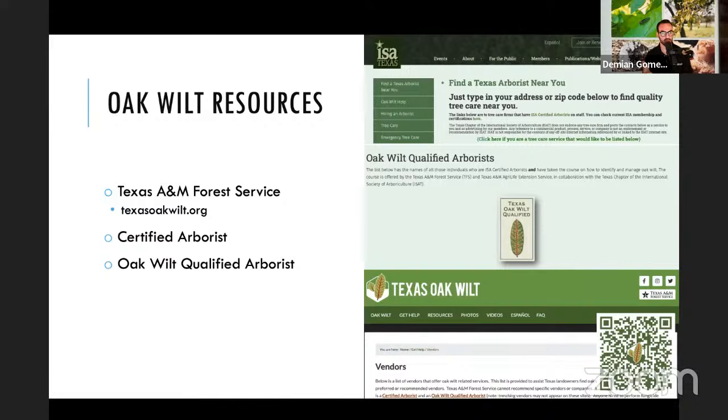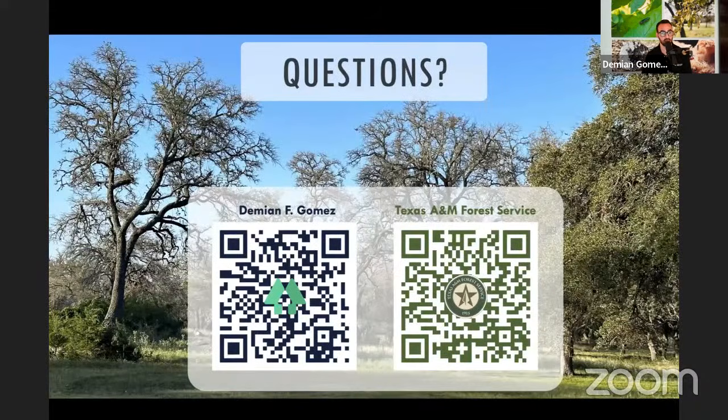So please check on this website. The ISA Texas website also has the information for finding an arborist near you. Our website, texasoakwilt.org, as well. So there's a lot of information available that you could check. And with that, I can take any questions.